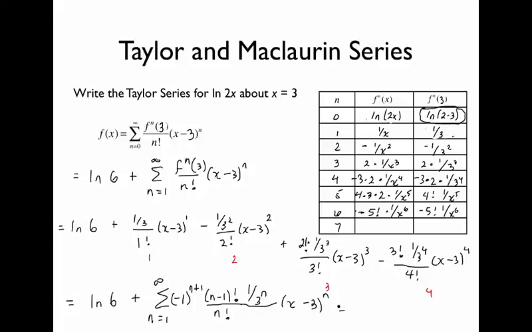So last time, we'll go ln of 6. Sorry guys, take it way over here. ln of 6 plus the sum from n equals 1 to infinity of negative 1 to the n plus 1, times x minus 3 to the n over n times 3 to the n.